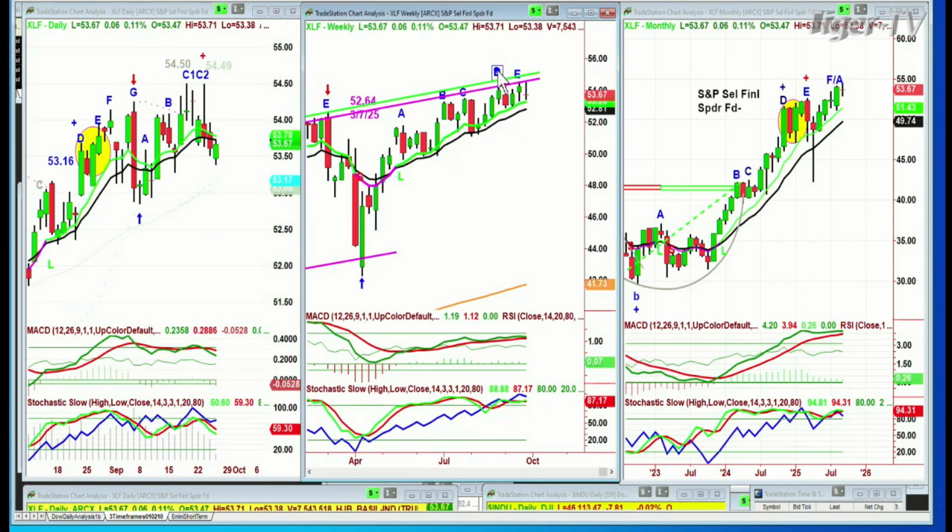And then we've got to watch the yields very closely, because when the yields have been going up, that seems to help the bank stocks. All right, and so we'll see what happens.